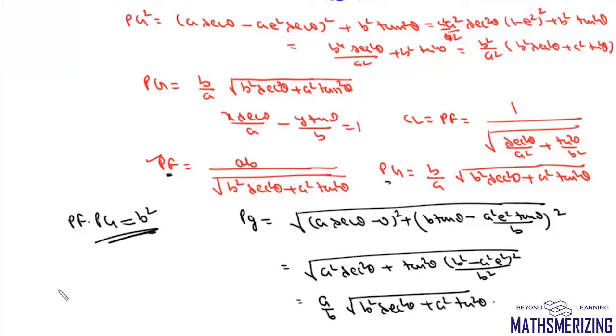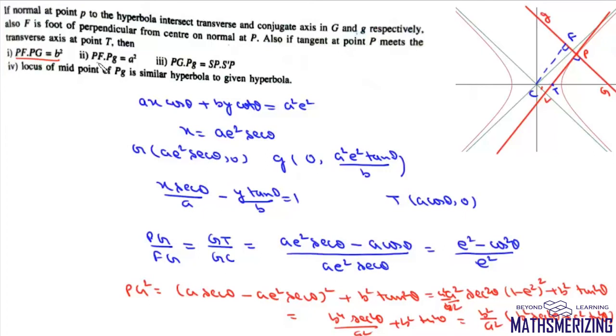Now we'll multiply PG with P small g. Again B square secant square theta plus A square tan square theta will cancel. B and B will also cancel. So we'll get this result as A square. So that's our second result.